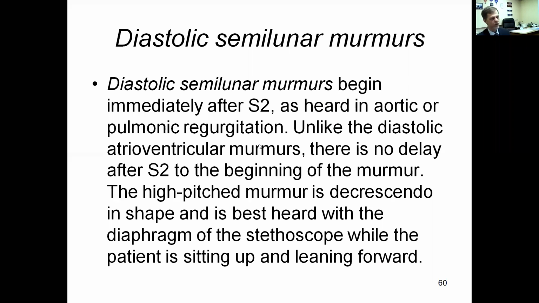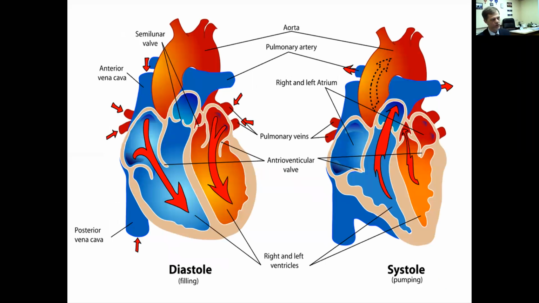Diastolic semilunar murmurs begin right after S2, with no delay after S2 to the beginning of the murmur. They are high-pitched, decrescendo in shape, and best heard with the diaphragm of the stethoscope when the patient is sitting up and leaning forward. This posture, sitting up and leaning forward, is good for examination of diastolic semilunar murmurs. Again, what happens? Regurgitation from the aorta to the left ventricle, or from the pulmonary trunk to the right ventricle.